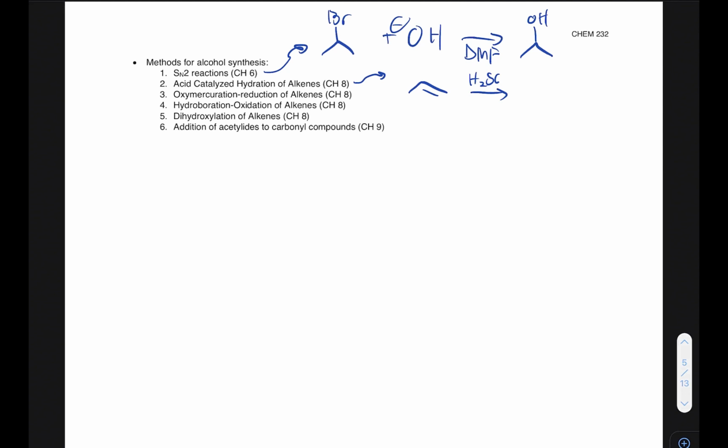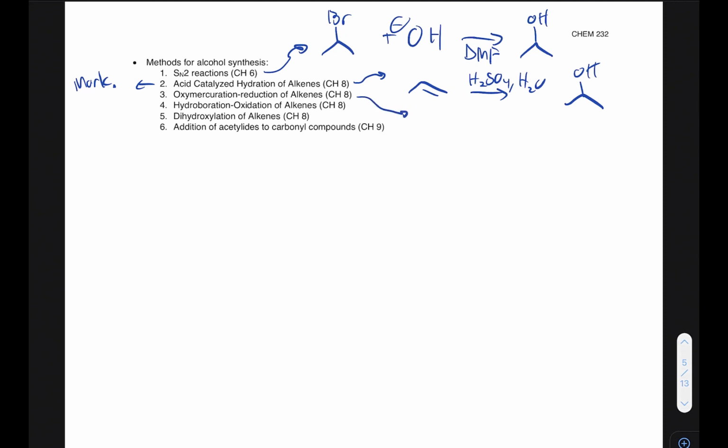We could do an SN2 reaction to form an alcohol, starting with something like an alkyl halide plus OH minus, polar aprotic conditions. We can form alcohols like that. We can do acid catalyzed hydration of alkenes, so taking an alkene and then reacting it with acid and water. We get this Markovnikov addition.